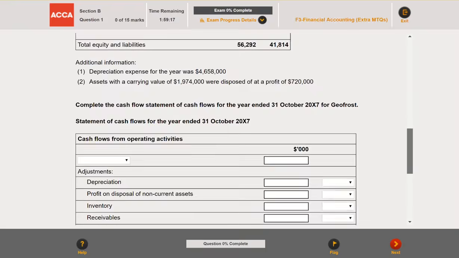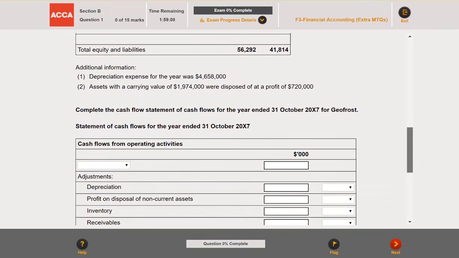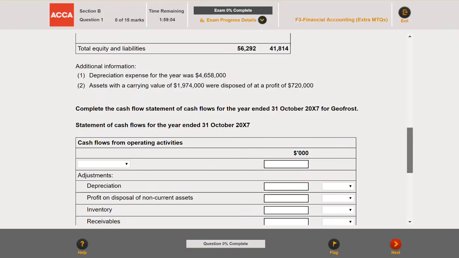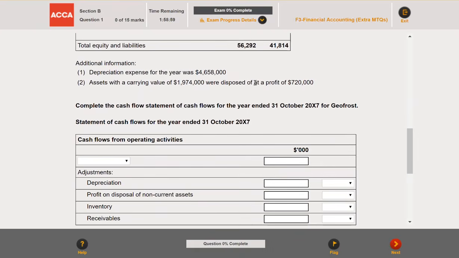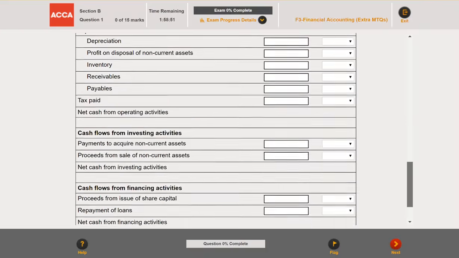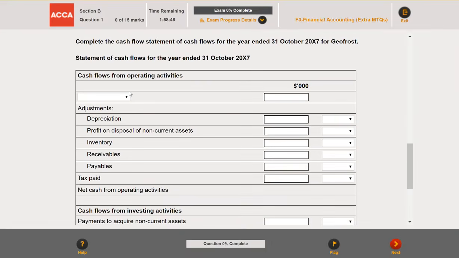And we have additional information. Depreciation expense for the year was 4.6 million, and assets with a carrying value of 1.9 million were disposed of at a profit of 720,000. Okay, so we have the profit on disposal given to us, and depreciation is also given in this example. So first, let's answer the questions where we have to select items.